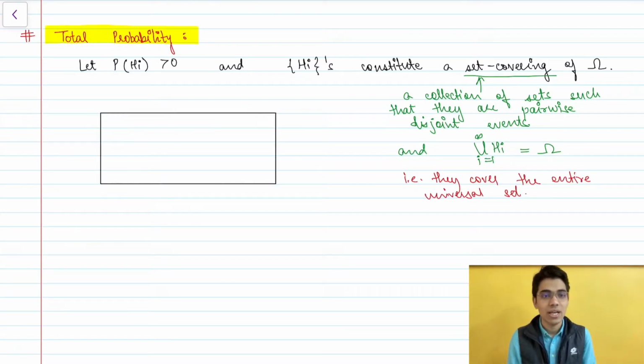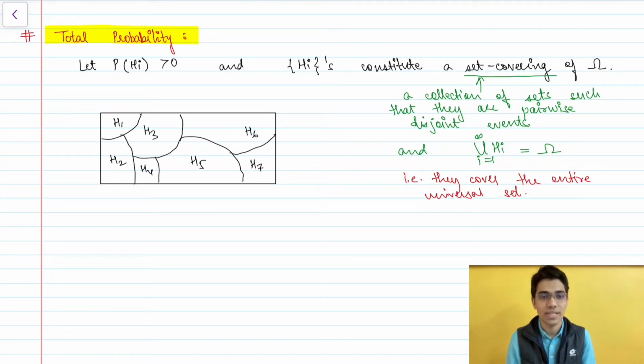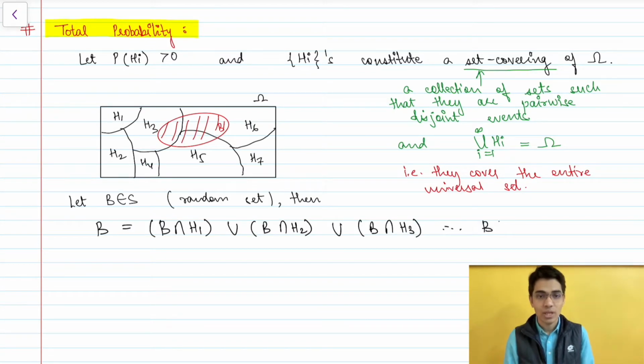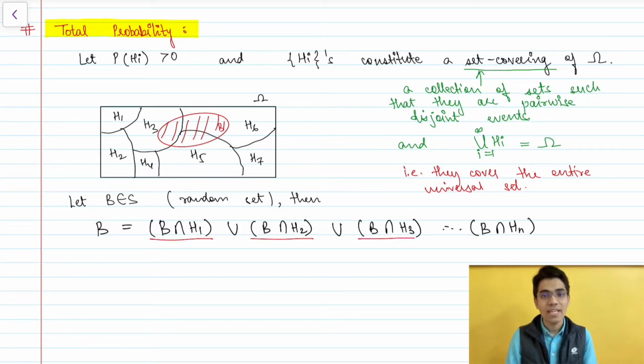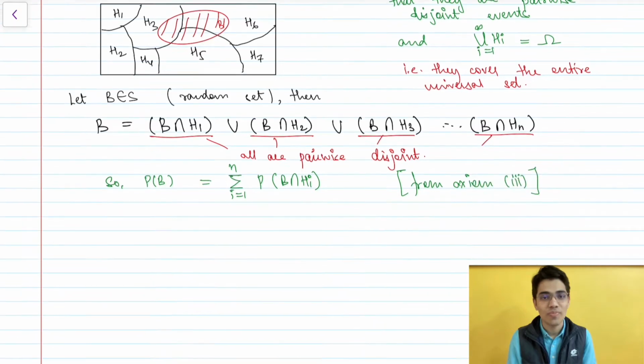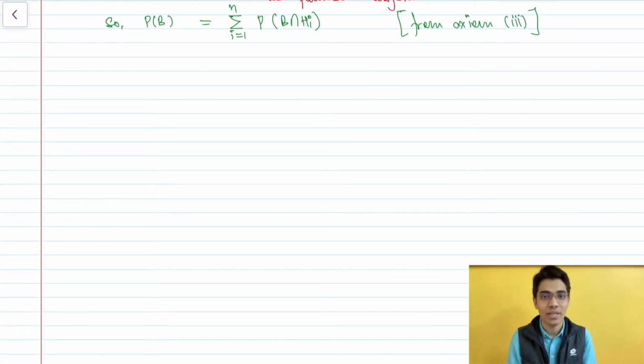In this figure, you can see how Hi's cover or, let's say, exhaust the universal set, and suppose there is a set B within that sample space. We can write B as B intersection H1 union B intersection H2 and so on. Because Hi's are disjoint, all these intersections with B are also disjoint by definition. So P of B is equal to the summation of P of B intersection Hi over all i's, and that is made possible from the axiom 3 that we learned for probability.